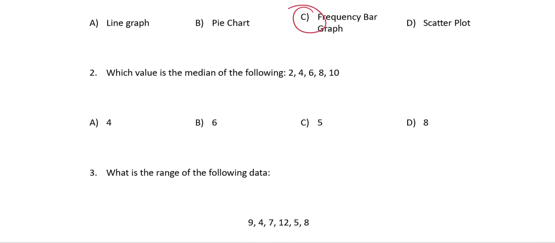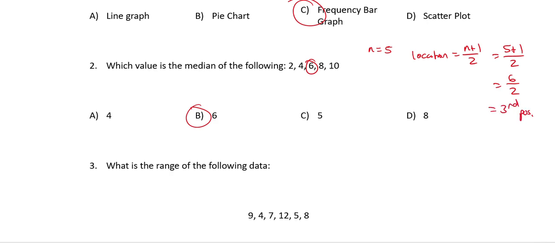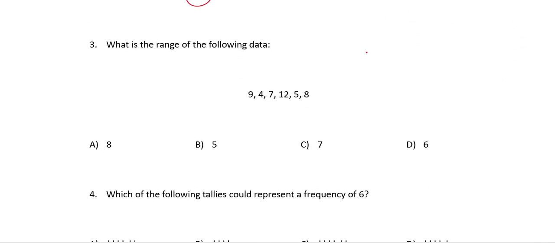Okay. Which value is the median? It's just the middle number. Bang, 6. Because we have n equal to 5, and if you do the old location, it's (n plus 1) over 2, which equals (5 plus 1) over 2, 6 over 2, which is the third position, okay? And it's where the 6 is. What's the range? So remember, range is highest minus lowest. So 12 minus 4, which equals 8.